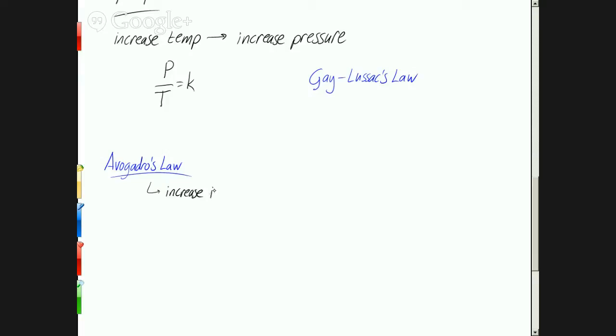We say an increase in moles of gas leads to an increase in volume, or V over N is constant, N being number of moles.